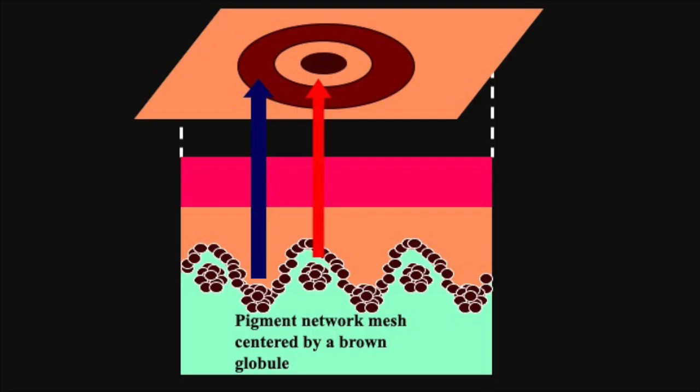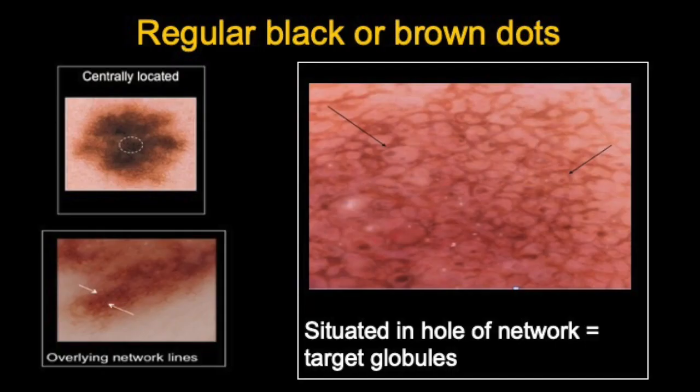So those are your three benign patterns, and what they represent is a small cluster of nevus cells in the papillary dermis that projects as a small dot in the hole of the network. So those are your three benign dots. Yeah? Any other way that you see a dot becomes atypical. It's as simple as that.